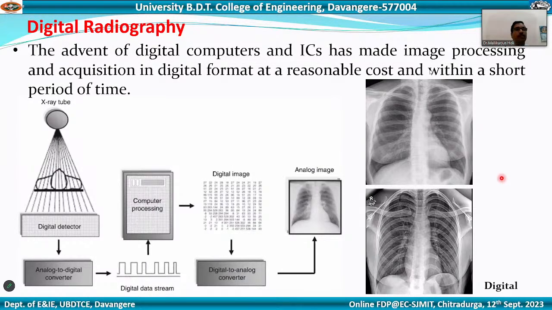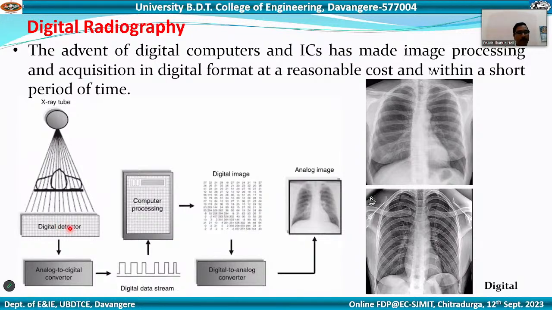Digital radiography has come with the advent of the digital computer and integrated circuit technology, which made image processing and data acquisition in digital format possible at a reasonable cost and within a short period of time. So what is the difference with digital radiography? The procedure is the same as with film. The only thing is that instead of film, we use digital detectors. We get the detectors here.